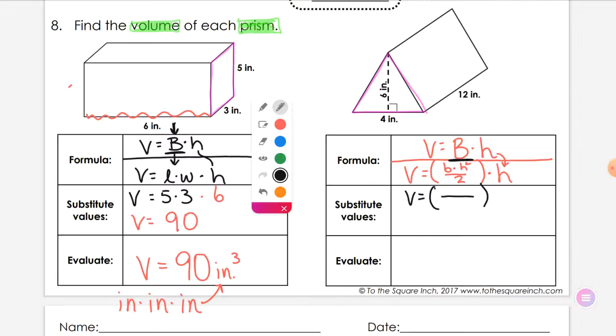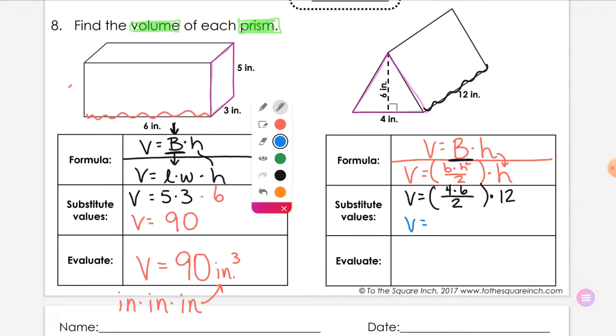And I'm going to do 4 and 6 because base comes first. 4 times 6 divided by 2. So that's area of my triangle times, what is the height of my prism, Reese? 12. That is that distance right there, because that would be the distance between my 2 triangular bases. And again, you will be able to use a calculator. This one we shouldn't have to. Let's go ahead and simplify it together.